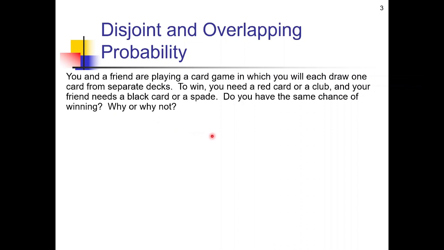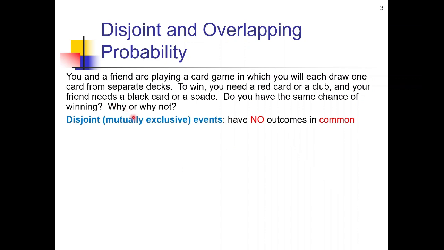Alright, so it turns out you do not have the same chance of winning. Let's go into why that is. So there's two different situations here. This first situation where we needed a red card or a club, well, red cards and clubs are two completely different categories. We would call these disjoint or mutually exclusive events, events that have no outcomes in common. There are no red cards that are also clubs. So in this case, to find your probability, you would just have to add the individual probabilities of the events together. You get all the red cards and you also get all the clubs in your corner there.